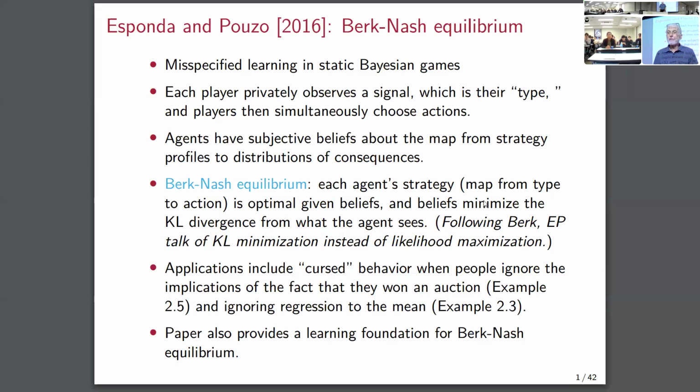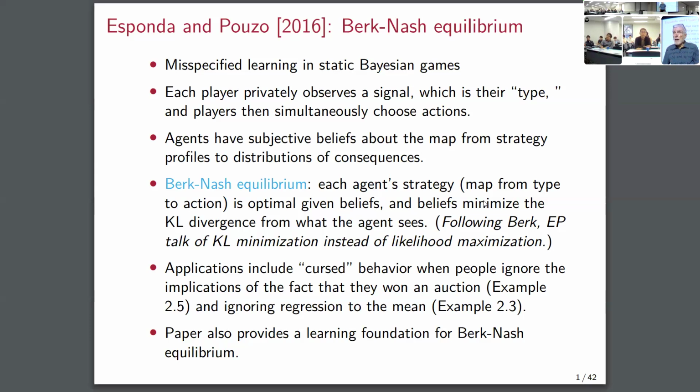They talk about misspecified learning in static Bayesian games. Each player receives a signal, which is their type, and then players simultaneously choose actions. It's like a standard static Bayesian game. Agents have subjective beliefs about the map from strategy profiles to consequences, what they see. At a high level, in a Berk-Nash equilibrium, each player's strategy is a map from type to action, just like in Bayesian equilibrium. Their strategy is optimal given their beliefs, just like in Bayesian equilibrium. And the beliefs aren't correct.